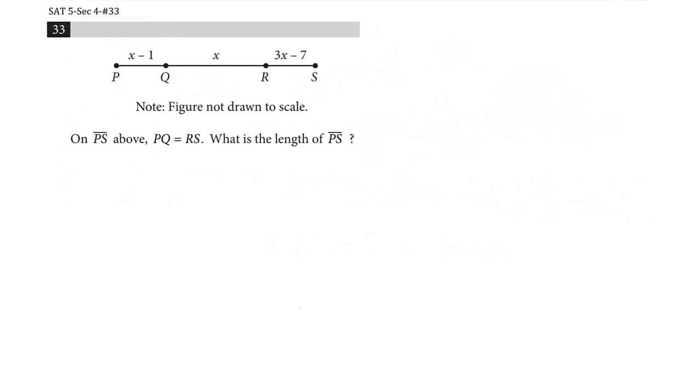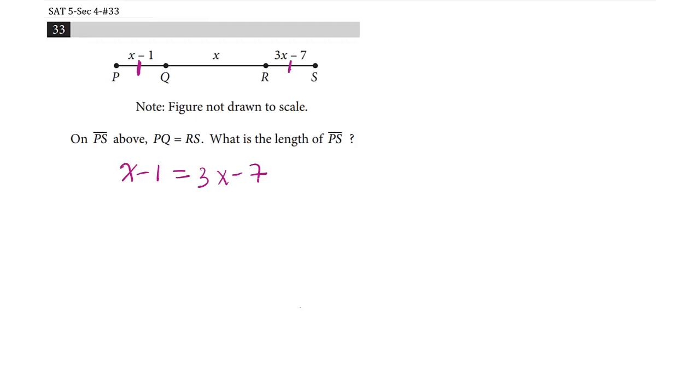On PS above, PQ equals RS. What is the length of line segment PS? This question is giving us a line segment with smaller parts. So we are told segment PQ is congruent to RS. So we can actually set this up as an equation. PQ is x minus 1. We can set that equal to RS, and that's 3x minus 7. And this would help us figure out what x is.